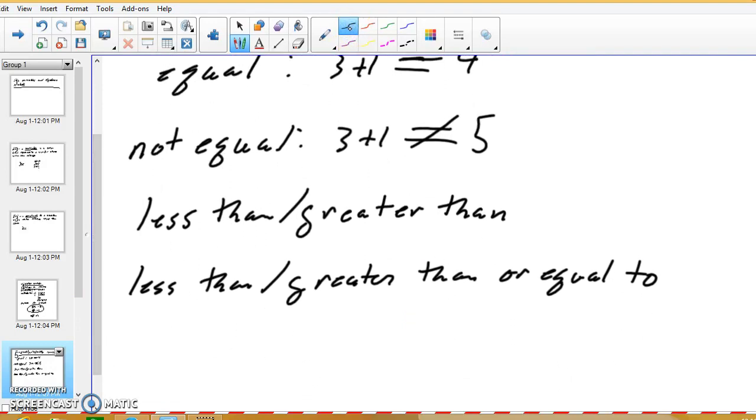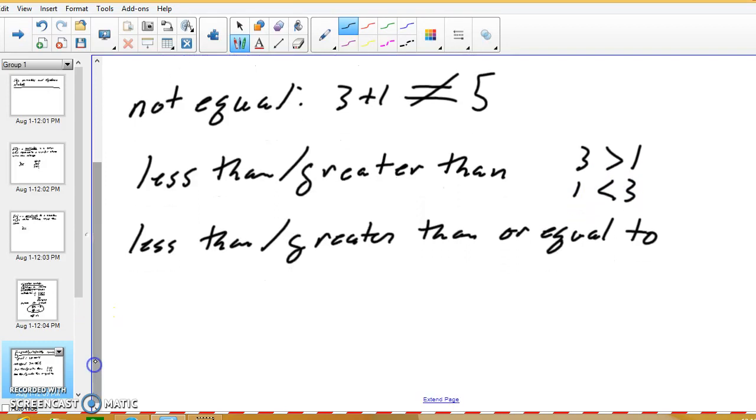The less than or greater than symbol. So say we have 3 is greater than 1. That's a true statement, or it can be written as 1 is less than 3. Okay. Again, nothing too complicated, things that you've probably seen in the past before.